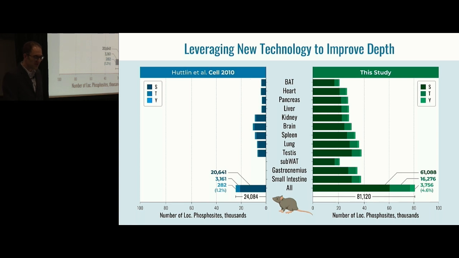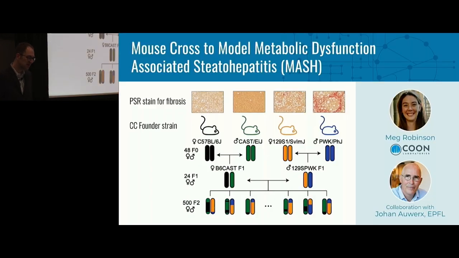The final project that I want to talk about is led by Meg Robinson in my lab in a collaboration with Johan Auwerx of EPFL. And Johan has created a mouse model of NASH or MASH, this liver disease. And he has taken 4 strains of mouse, and he's inbred and outbred them to make 500 F2 animals that have essentially shuffled genomes, you could think of. And then they genome sequence all of these animals.